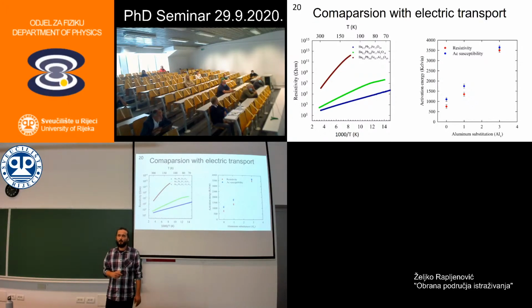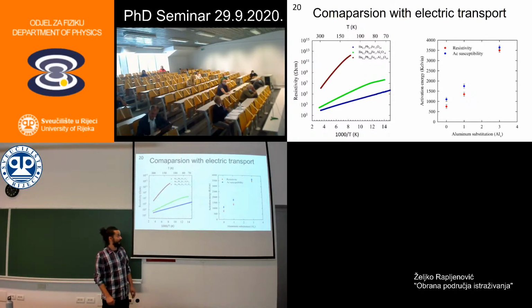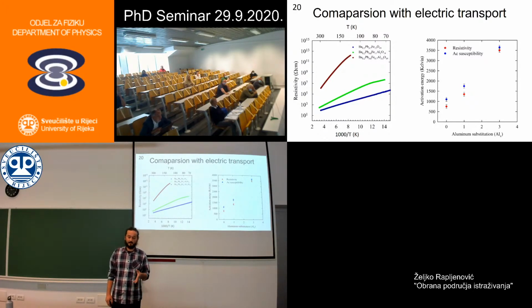We were able to correlate it with transport measurements. So here is the resistivity as a function of inverse temperature. Here is the temperature scale for reference. We can fit these resistivity curves to activated behavior, and we see that the activation energy of resistivity and of the AC susceptibility follow similar behavior upon substitution. We interpret this as them being somehow correlated.